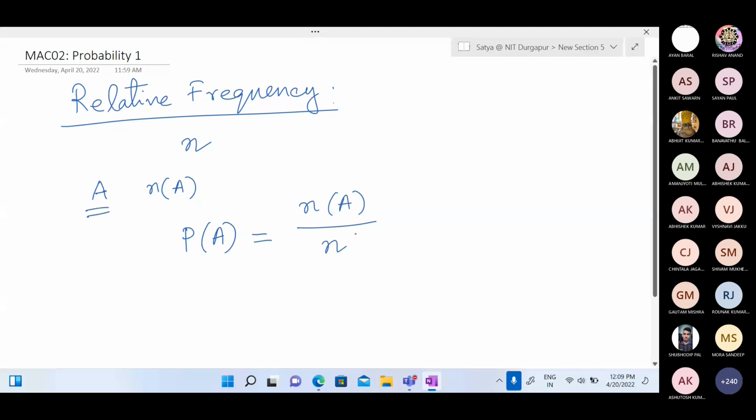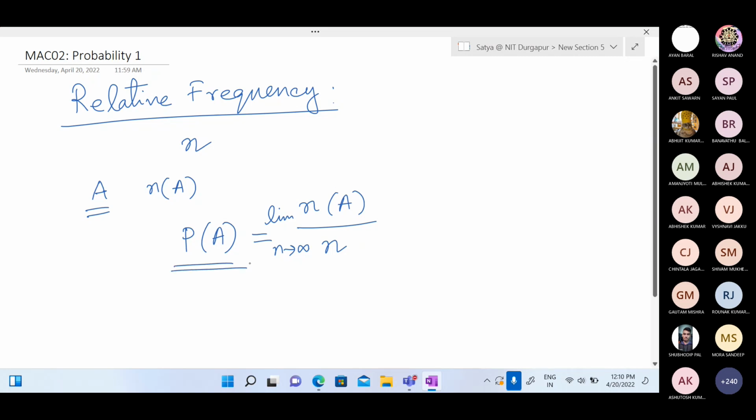And if we take more trials, suppose instead of the last 10 playings you have seen 100, then you get more accuracy. That's why we take the limit as n tends to infinity, that means taking n as large as possible. If this sequence converges, then that value we take as the probability of A.